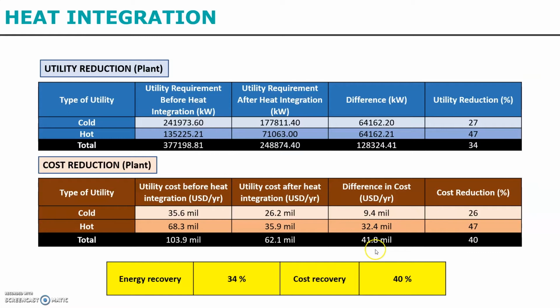up to 41.8 million US dollar per year for utilities. This sums up to 40% in terms of the overall cost reduction. That's all for me.